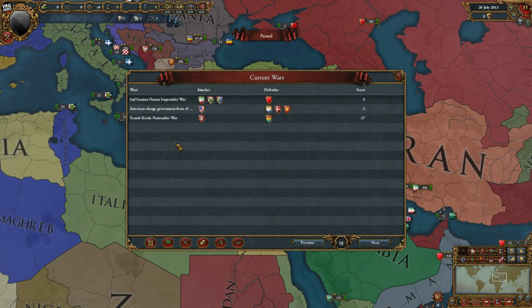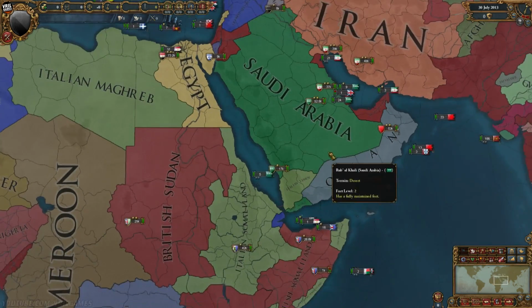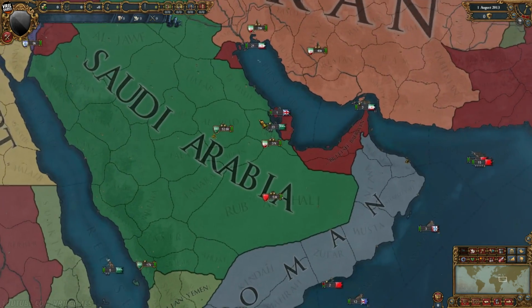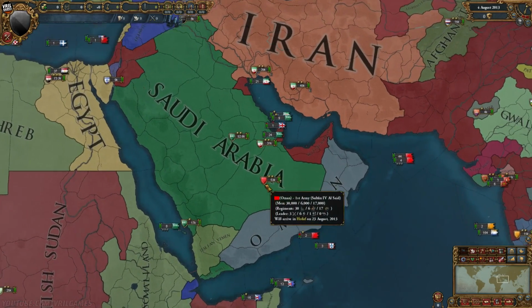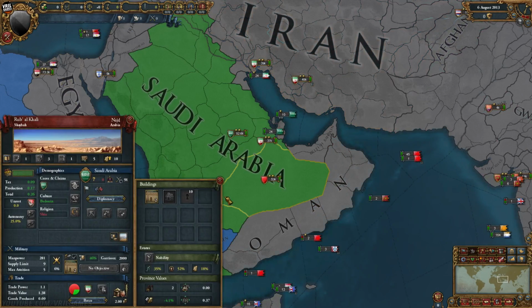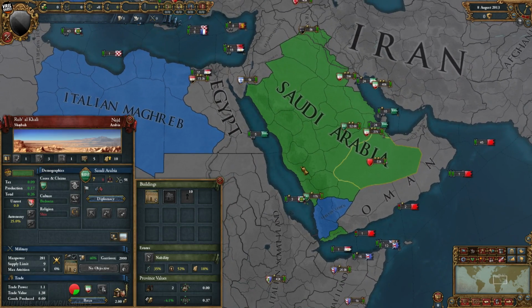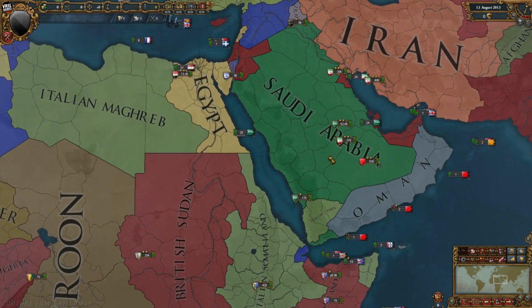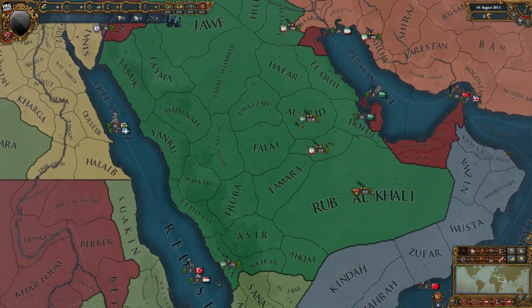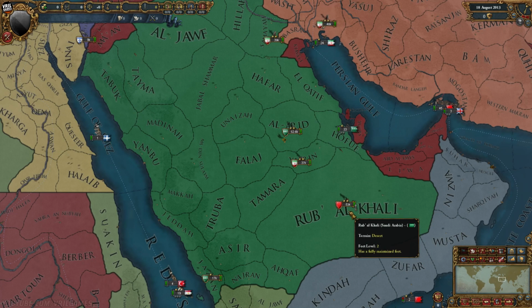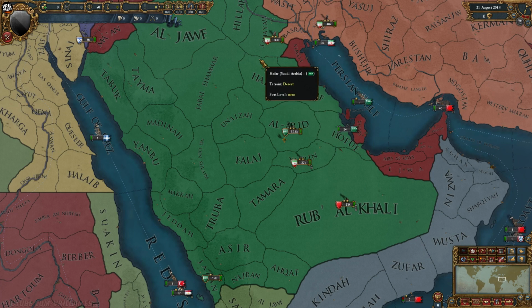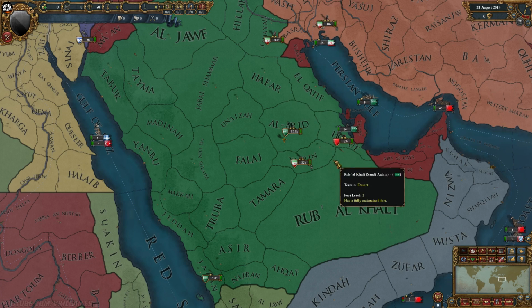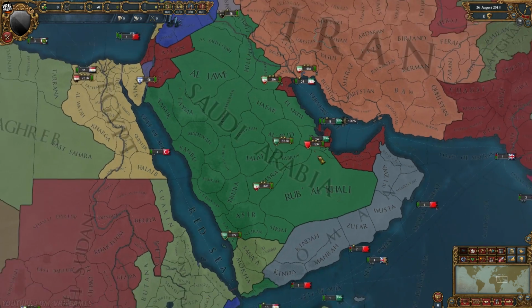Okay, yeah, so the Italians have joined in on that war with the Iranians. So that should help, and the Iranians are actually getting military access, and actually the Omanis are also getting military access as well. I think that probably has to do with the Saudis being allied with the Italians here. So we'll see if they actually end up fighting each other. The Iranians might want to wait till the other stack shows up here. They've got a pretty large army.